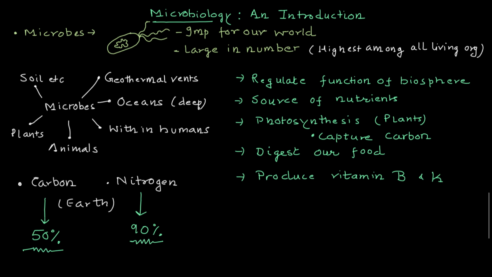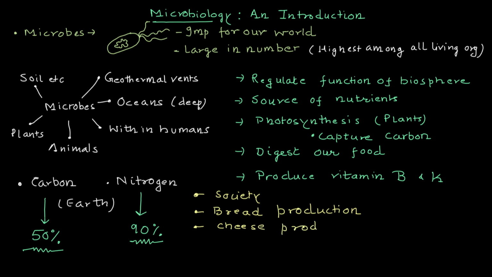If we talk about the societal benefits, that means what are microorganisms doing for our society? A lot of food products, a lot of delicious food products, are being synthesized by using microbes, like bread production, cheese production, yogurt production, and curd production. A lot of these items are being synthesized by using microorganisms. If we talk about medicines like antibiotics, vitamins, enzymes, a lot of microbes are useful in those processes.